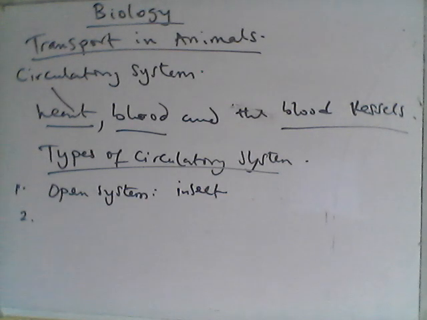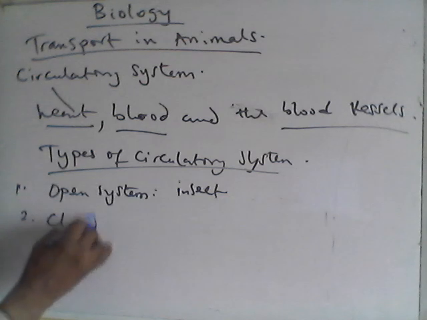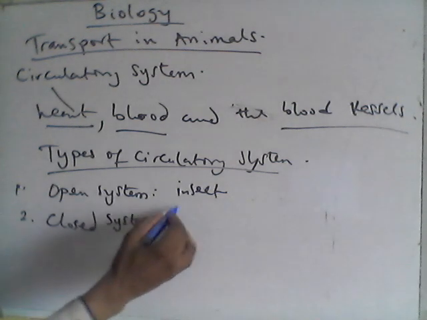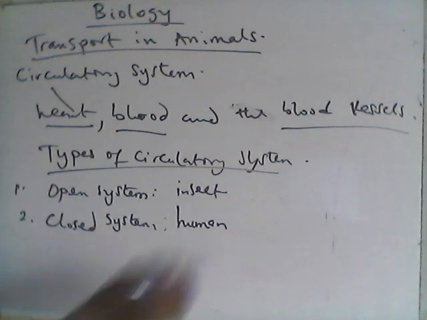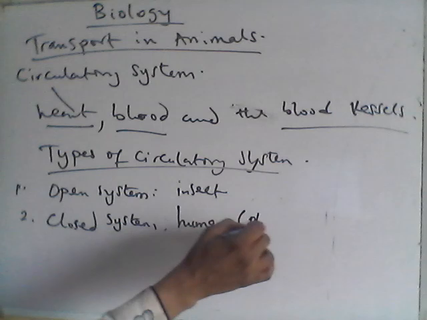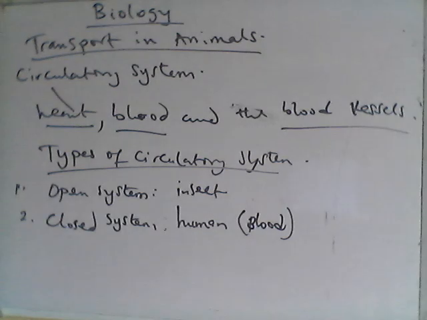But you have the closed system, where blood is always in the vessels. So for the closed system, you have the one that contains blood. Human beings are an example of a closed circulatory system. Blood is important here because blood is the means of transport.